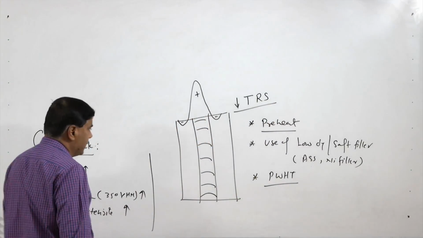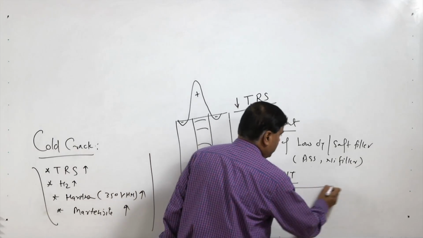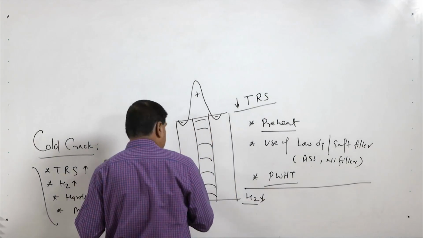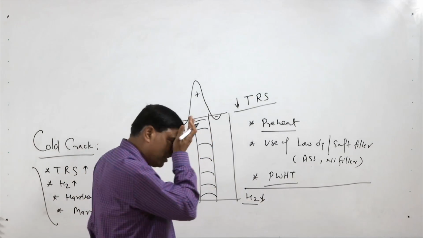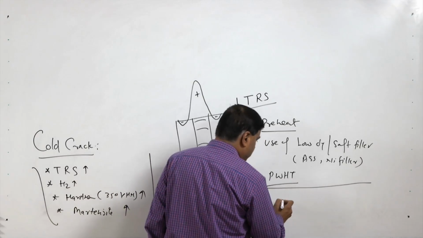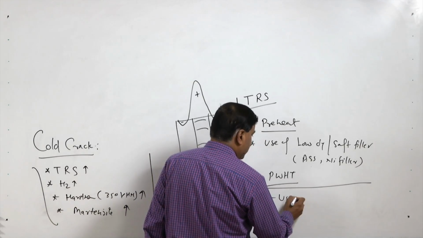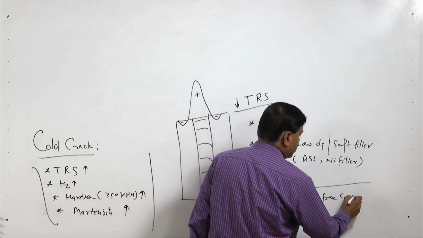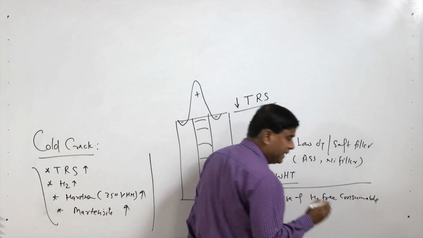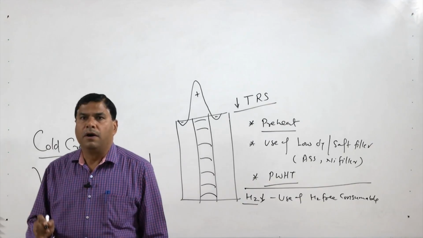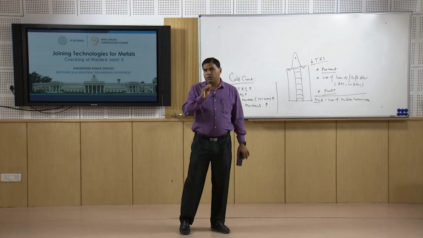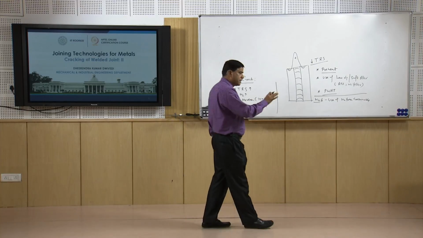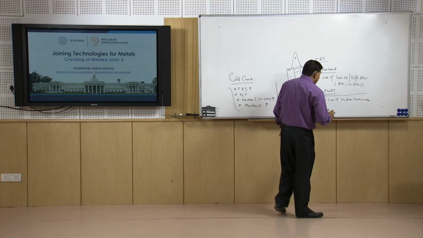So, these are the approaches which can be used for reducing the tensile residual stresses in the weld metal. And for reducing the hydrogen content, which is a very big factor that leads to the development of cold cracks, use hydrogen free consumables like shielding gas, electrode or fillers or coatings. Whatever can contribute to the presence of hydrogen in the weld metal should be avoided.